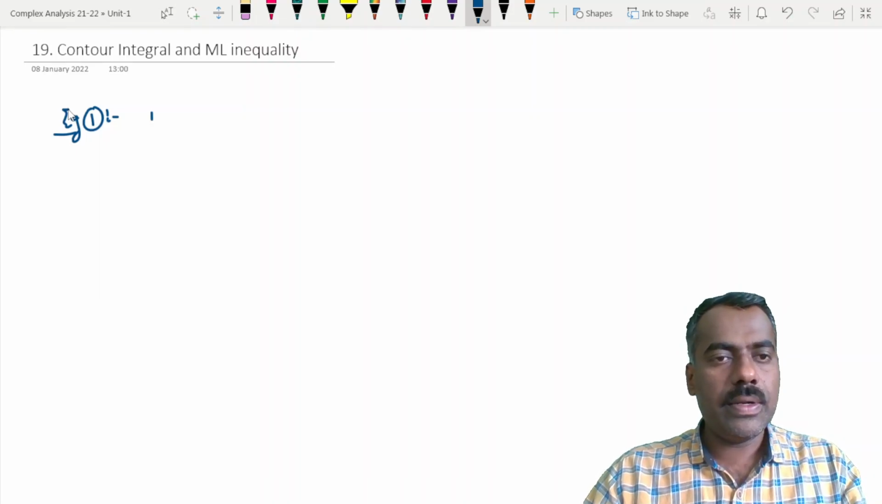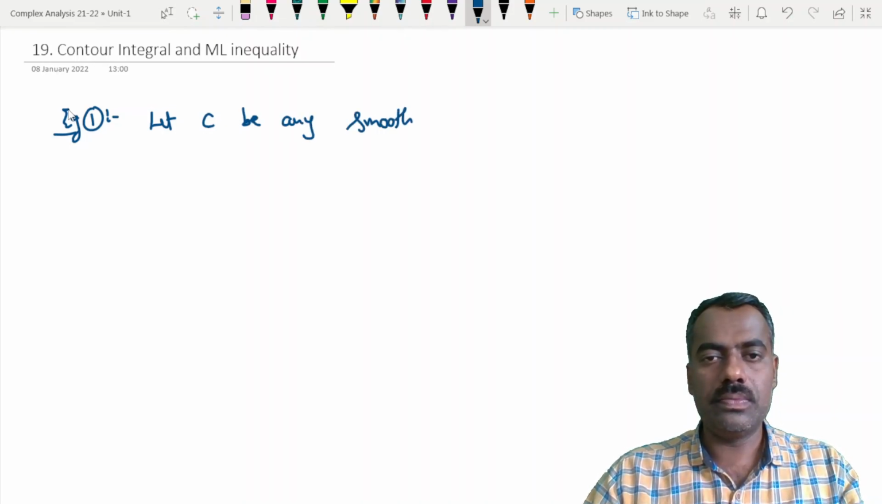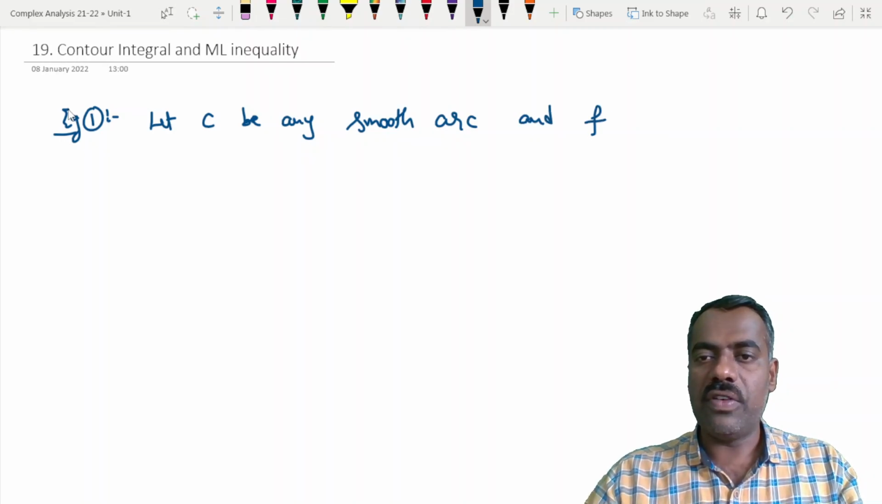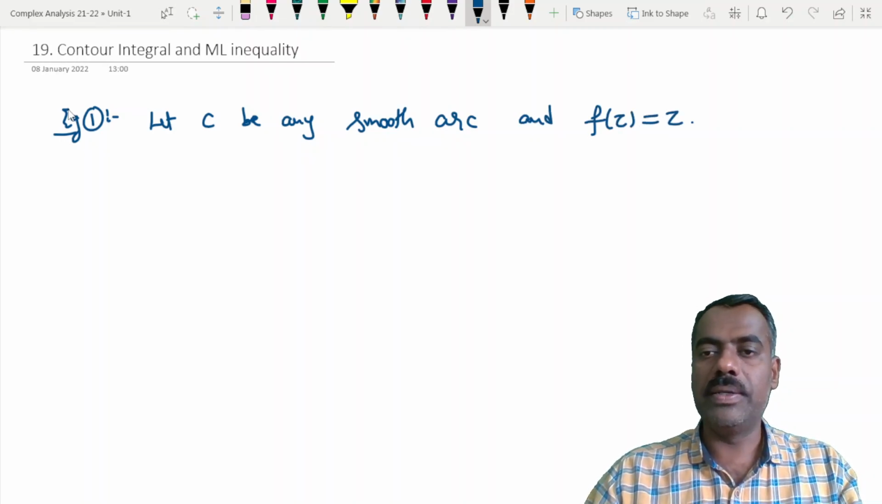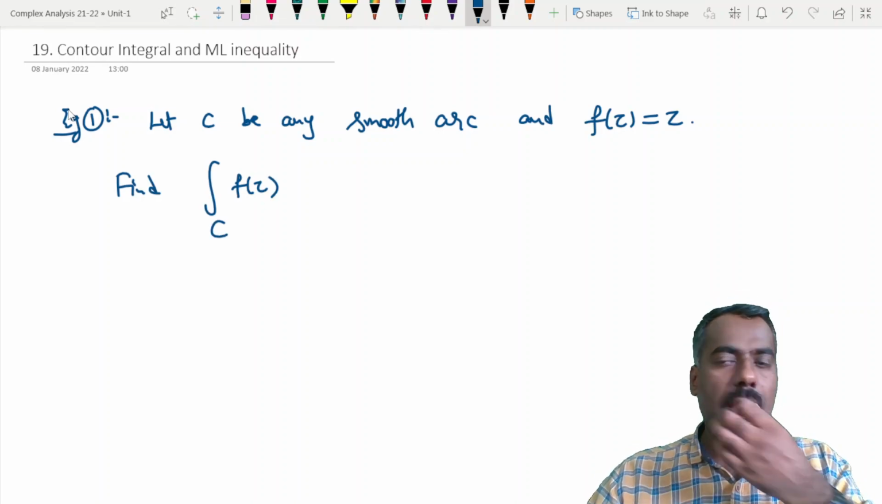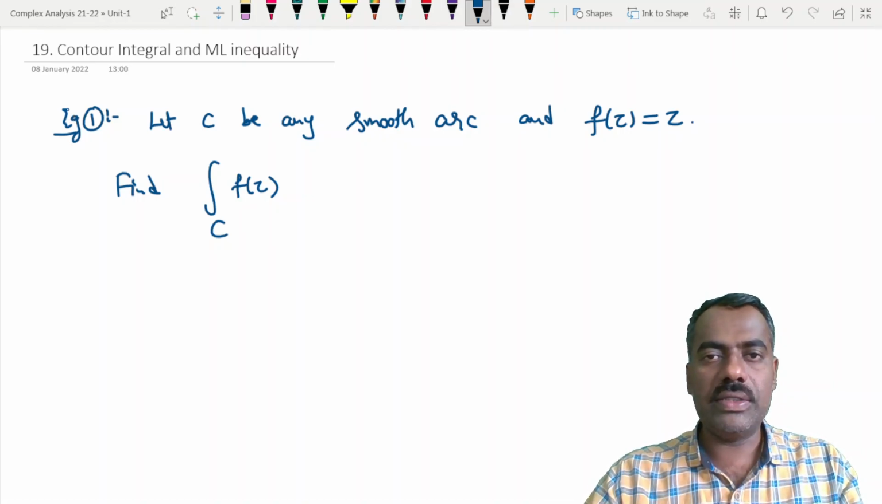Consider, let C be any smooth curve, or you can call it a smooth arc, and f(z) is equal to z. Then we want to find the value of the integral of f(z) over C. Let me write the solution.